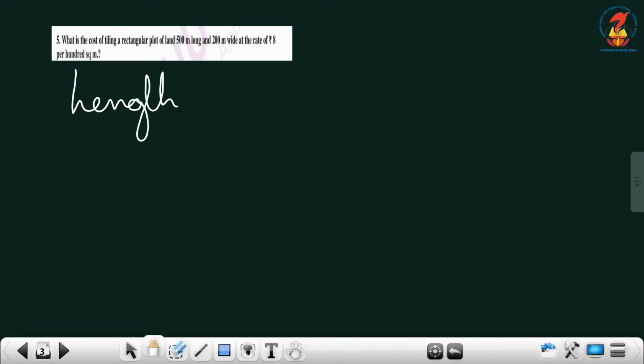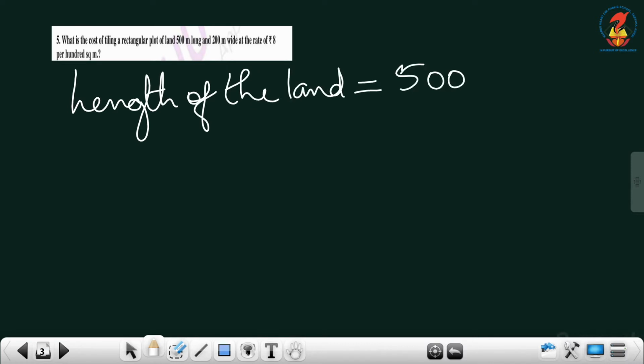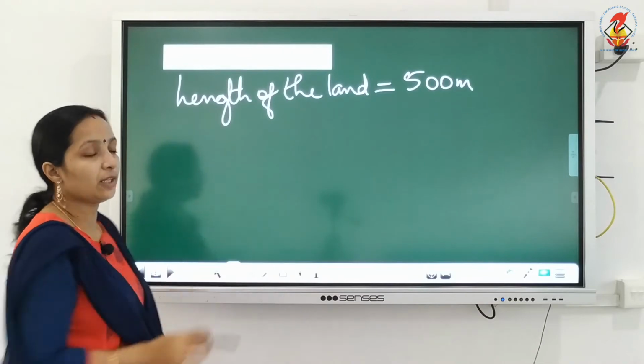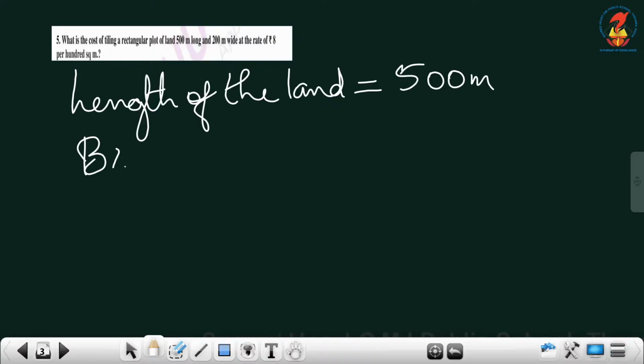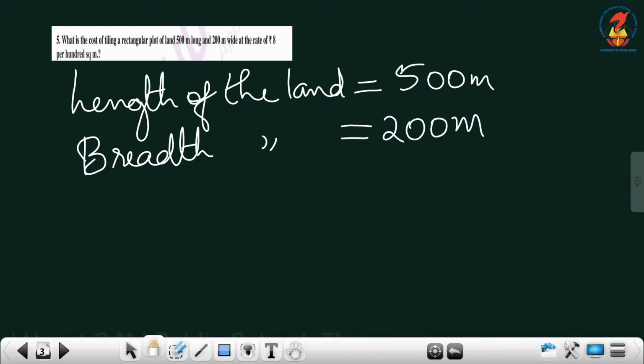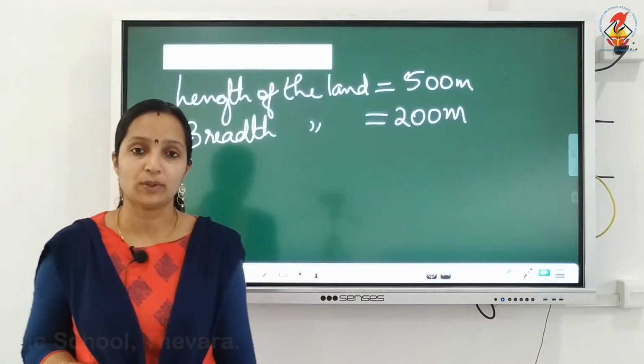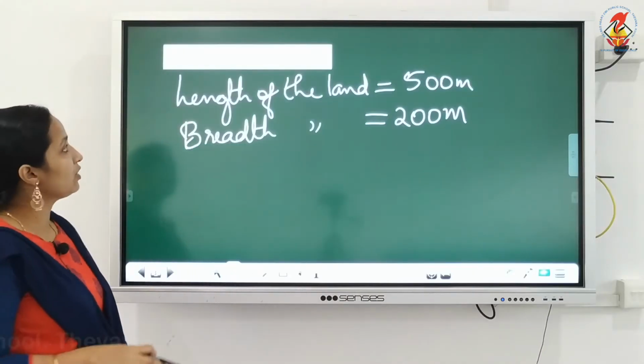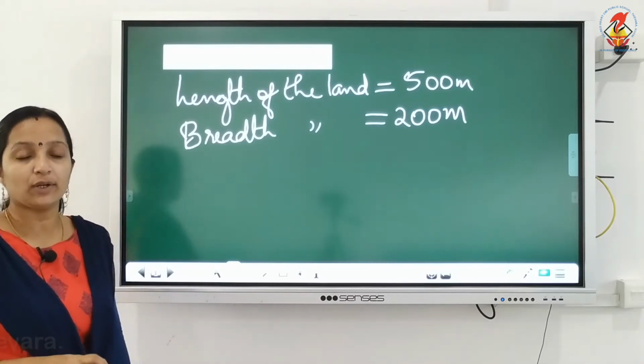Length of the land is equal to 500 meter. Or you can write length of the rectangular plot of land. Breadth is equal to, what is the breadth here? 200 meter. Listen children, we want to tile, we have to put tiles on a rectangular plot, and we have to find what will be the cost of tiling that particular rectangular plot.